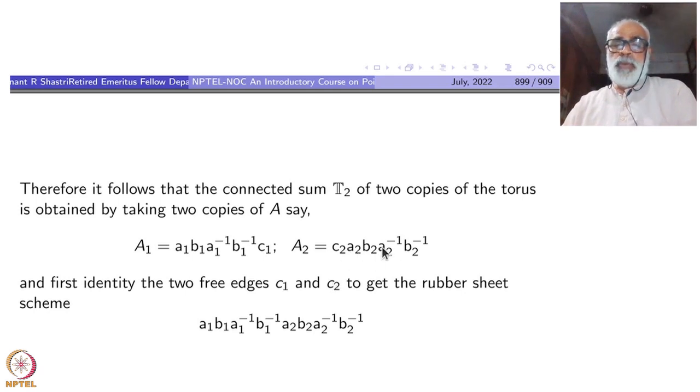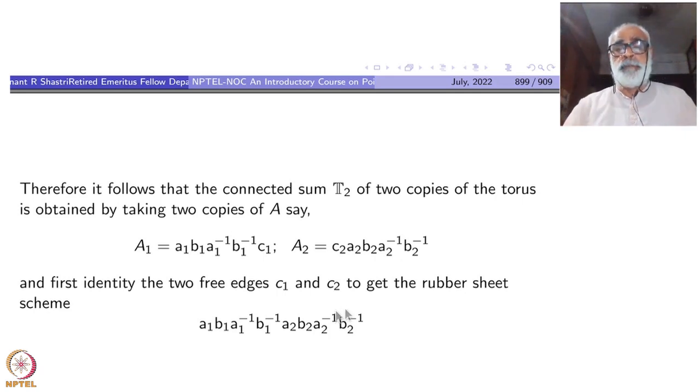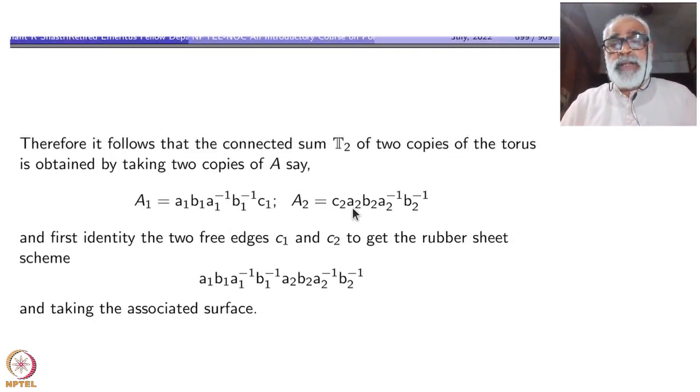C2, A2, B2, A2 inverse, B2 inverse. I could have put C2 here, but cyclically, I can put it here also, no problem. So you take these two, first identify the two free edges C1 and C2. You can identify whichever order you want, that is the main guiding principle here. To get the rubber sheet scheme, what will be the one where you identify C1 and C2?